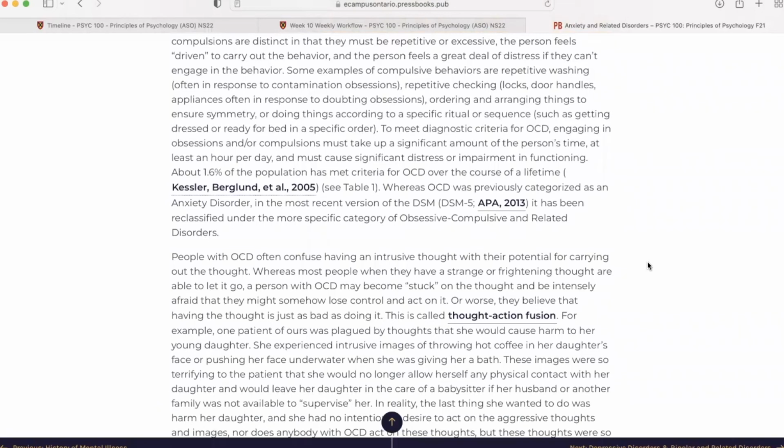To meet diagnostic criteria for OCD, engaging in obsessions and/or compulsions must take up a significant amount of the person's time, at least an hour a day, and must cause significant distress or impairment in functioning. About 1.6% of the population has met criteria for OCD over the course of a lifetime. Whereas OCD was previously categorized as an anxiety disorder, in the most recent version of the DSM, it has been reclassified under a more specific category of obsessive compulsive and related disorders.